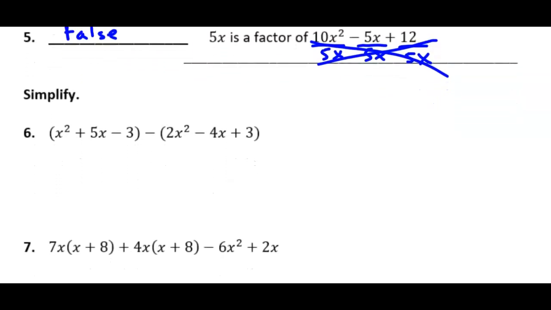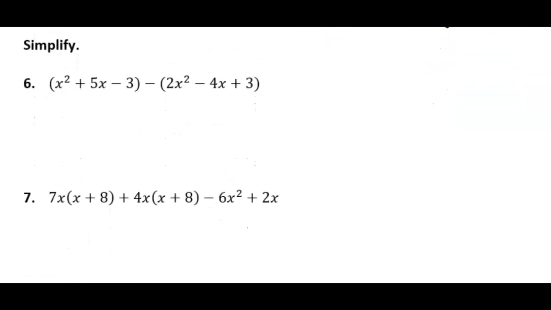Lots of people were struggling on this one. Number 6. We are subtracting this trinomial from this trinomial. Remember, when we're adding and subtracting, we have to use like terms. This is when we did line and add. Can I do a line and add with this? Yes. So would it just be x squared? No.